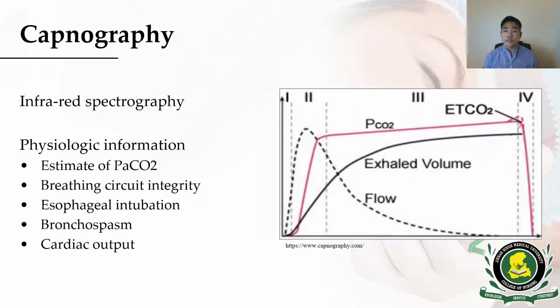Capnography is a very useful tool, and this uses infrared spectrography. And you can see here, it's constantly sampling the gas that the patient breathes out. And so when the patient breathes out, you get an increase in your CO2. And then when they breathe back in, the end-tidal CO2 drops back down. And it's very useful for detecting different pathology.